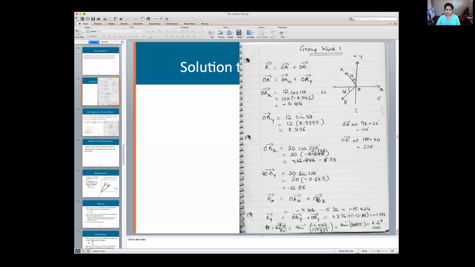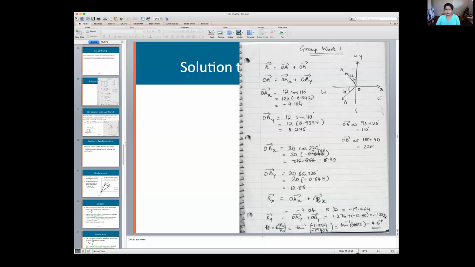Similarly, now in the y direction, 11.27576. I need to add it to negative 12 point something. It's going to give me a small negative number. What do we get here? 11.276 and negative 12.86 gives me negative 1.5. So this is my resultant y component. So now I have a resultant x component and a resultant y component.